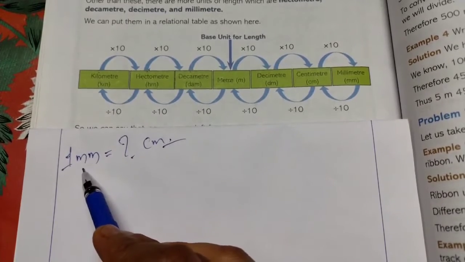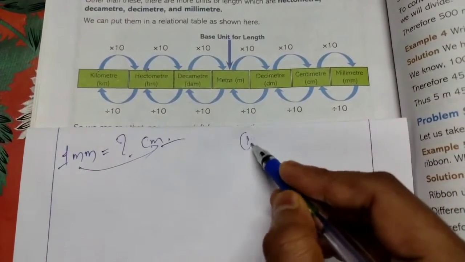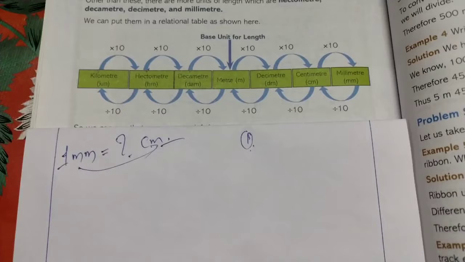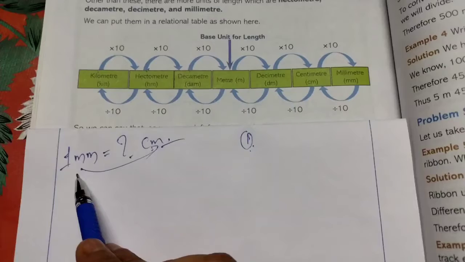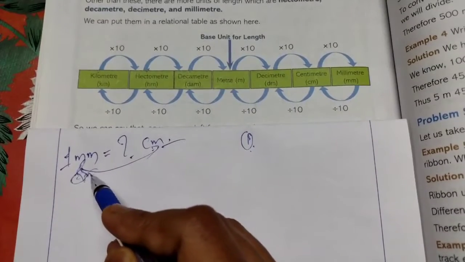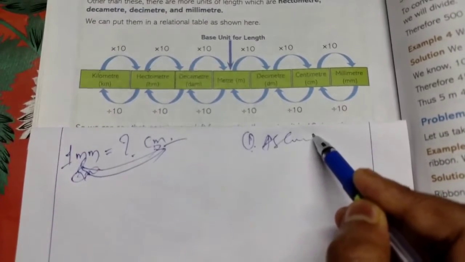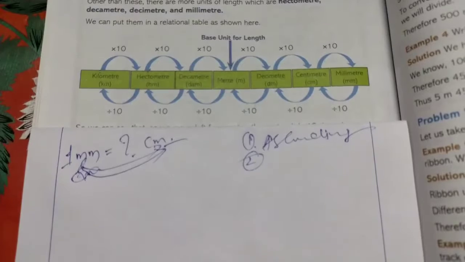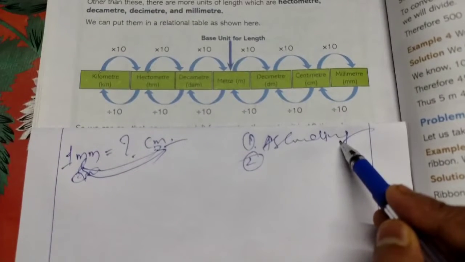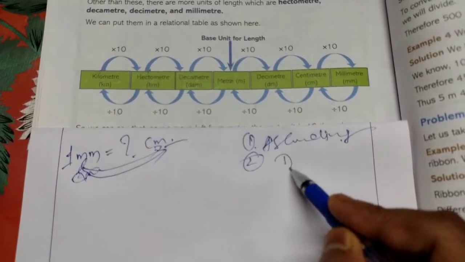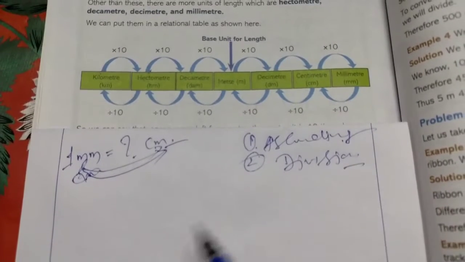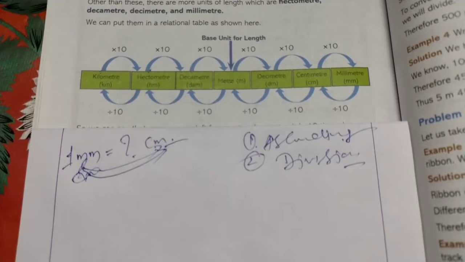So millimeter into centimeter. The first step is to count whether we are following the ascending order or descending order, from milli to centi. Millimeter is the smallest one, and from the smallest we are going to centimeter. That means from the smaller one to the higher one, so we are following the ascending order. Next, if we are following the ascending order, then definitely it has to be a division. That means we have to divide.